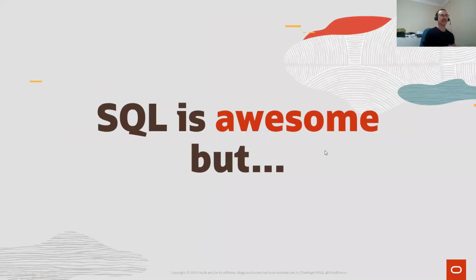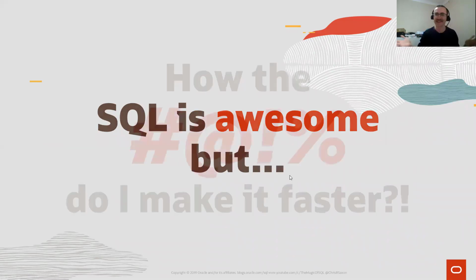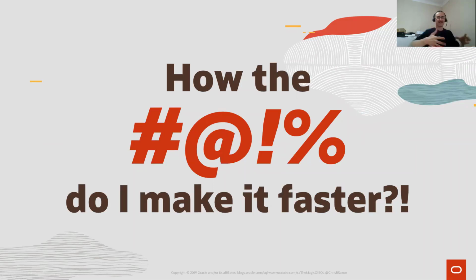So SQL is fantastic. One of the great powers of it is its declarative nature. You tell the database the result you want, and it figures out the best way to get it. But if it's figuring out the fastest way to do something and your query is too slow, this gives you a bit of a problem. How the heck do you make it faster, right? The database has taken charge of all the optimization process. So what do you do?